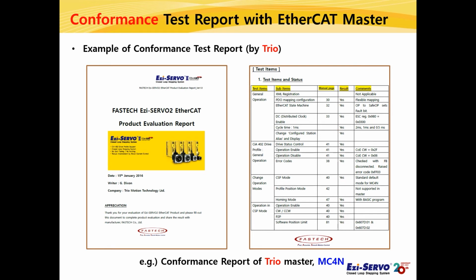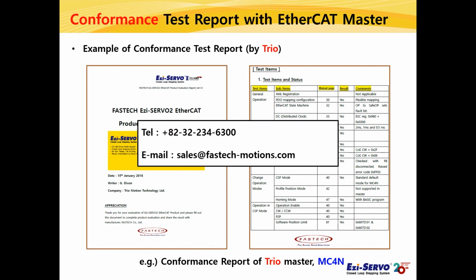Therefore, if this conformance test report is delivered to customers using the Trio master, they can use FASTECH EtherCAT products without worrying about compatibility. If you need these compatibility test reports, please contact FASTECH Customer Center with this phone number, or sales@fastech-motions.com, and we will send you the report.